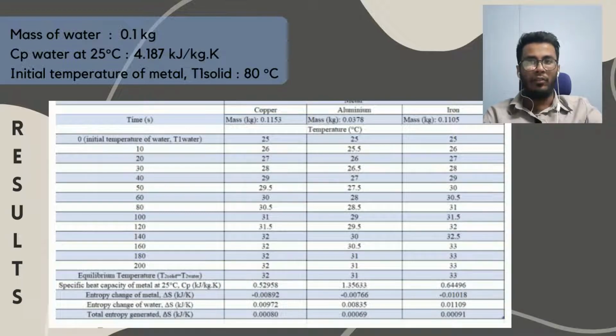The equilibrium temperature of the metal was recorded, and for copper it was 32 degrees Celsius, for aluminium it was 31 degrees Celsius, and for iron it was 33 degrees Celsius. We have to calculate the heat capacity of the metal at 25 degrees Celsius, and we have to calculate the entropy change of the metal, the entropy change of the water and the total entropy generated.